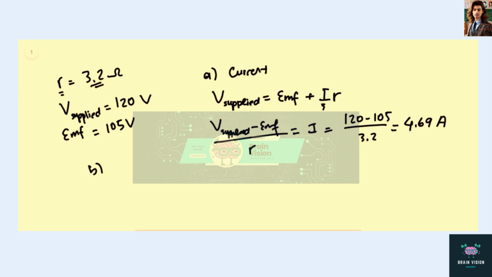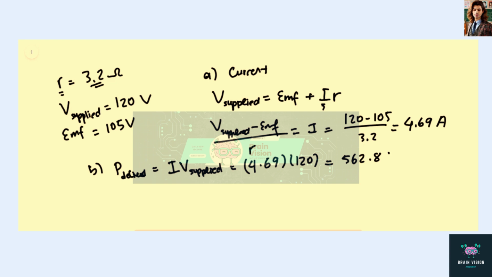In part B, we are to calculate the power delivered to the motor. So it's simply the current times the supplied potential, right? So then it's going to be equal to 4.69 amps times 120 volts. What we have is 562.8 watts power delivered to the motor.